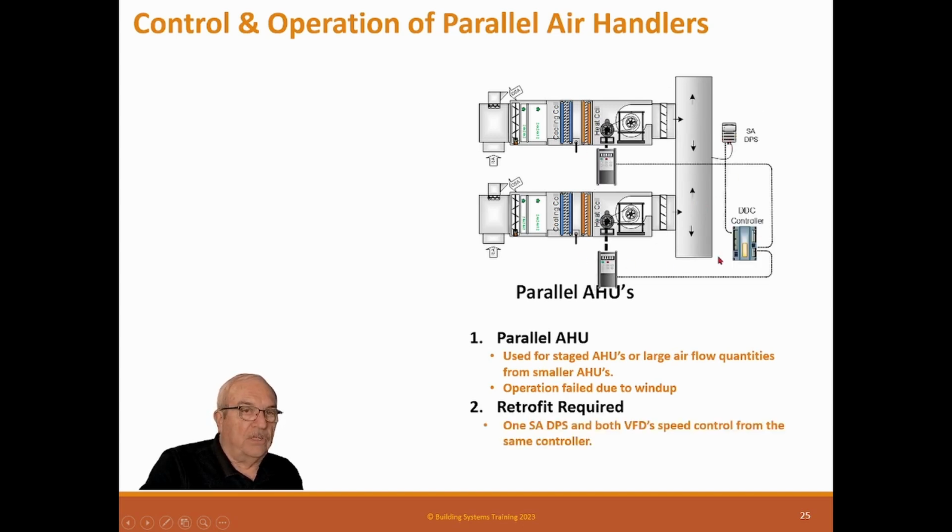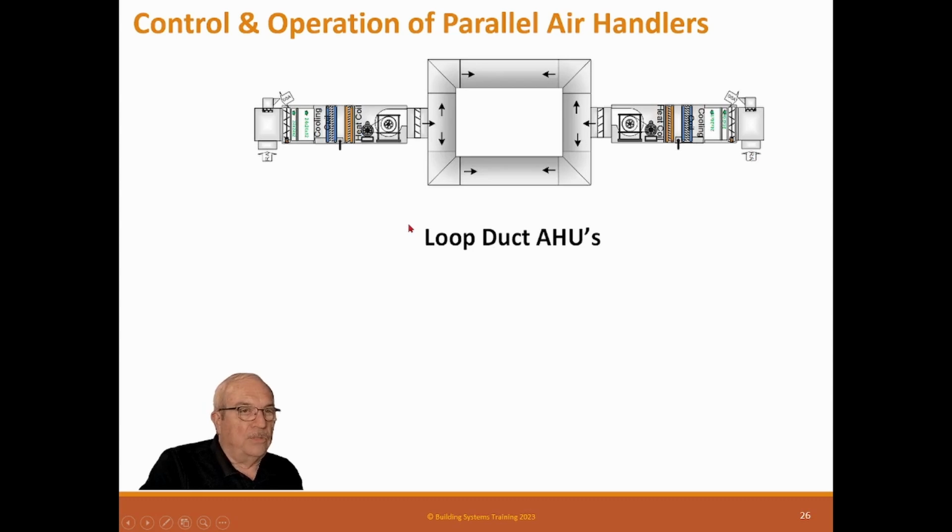You can have two controllers, but one controller would have to be master and one would have to be slave, so that there's just one pressure sensor, never two, and it works fine. It's just something that we don't think about during design that has to happen. And loop duct is exactly the same.